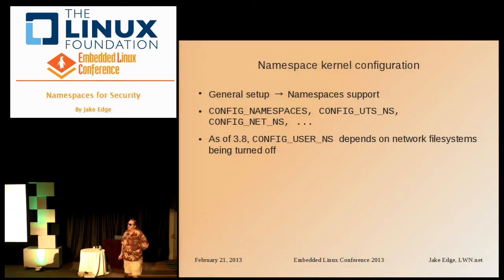So if you want to build a kernel with namespaces, if your distro doesn't come with it, or if you're building on some device and you haven't turned them on, it's easy to do. It's in the namespaces support submenu, I guess, under general setup. There's half a dozen different config options, and right now, as I said, CONFIG_USER_NS depends on the network file systems being turned off because that code has not yet been converted to do the right thing for the user ID changes. That code is in flight now. The patches to do that are in flight now, and I assume they'll probably land at 3.9, and so then we'll go merrily on our way.